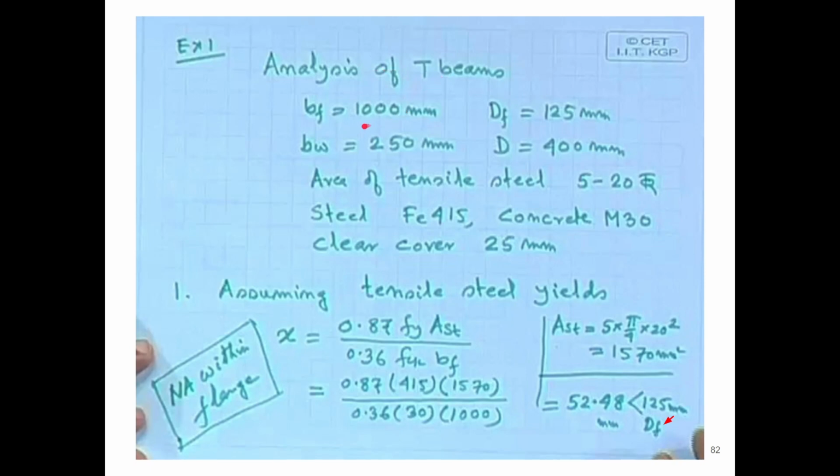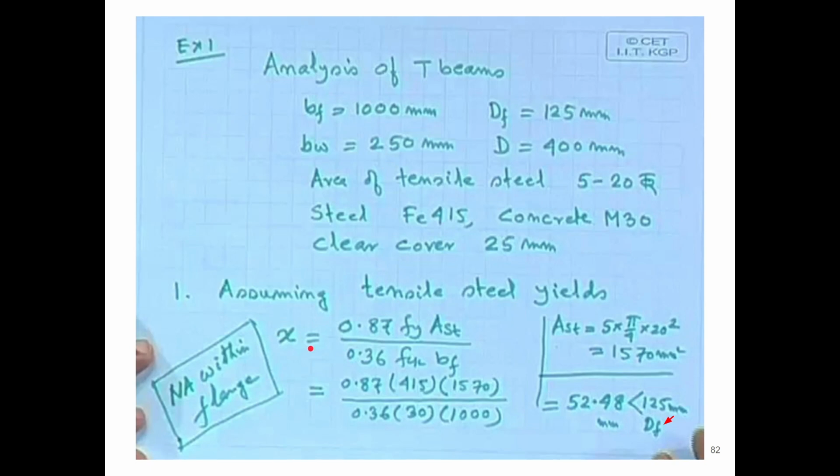So we need to analyze the T-beam. The width of flange is 1000 mm, the depth of flange is 125 mm, the width of web is 250 mm, and the effective depth is 400 mm. The area of tensile steel is 5 bars of 20 mm, steel is Fe415, concrete M30, clear cover 25 mm. We need to find the capacity, so assuming tensile steel yields.